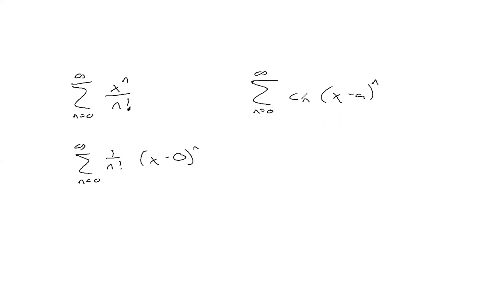Okay, so what's my Cn? My Cn is equal to 1 over n factorial. That's my coefficient in front of my powers of x. And then what's my A? Where's my series centered? It's centered at A equals 0. So yes, this is a power series. And it turns out that this power series is going to be convergent everywhere.